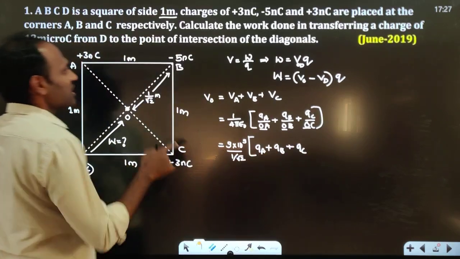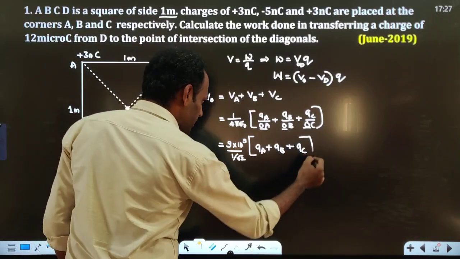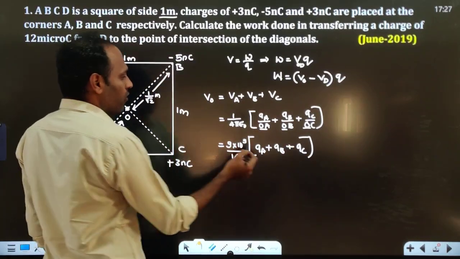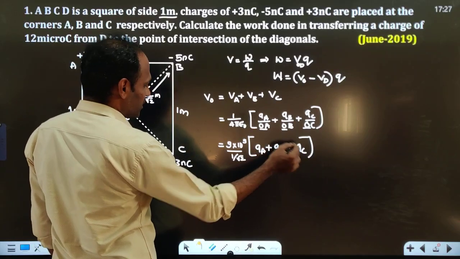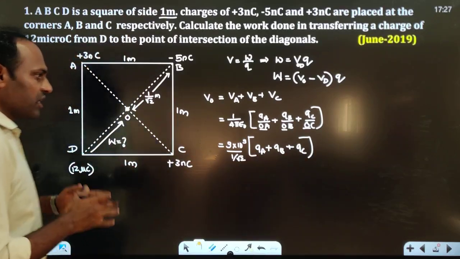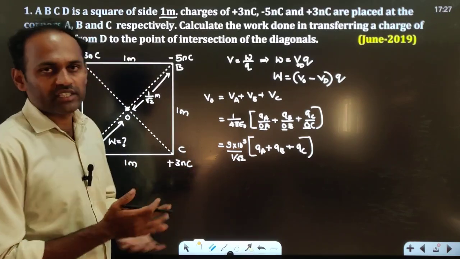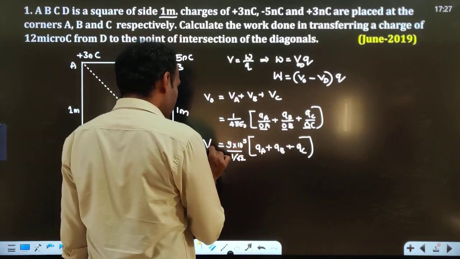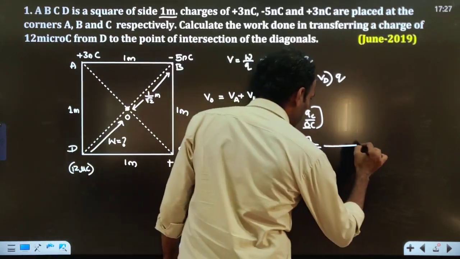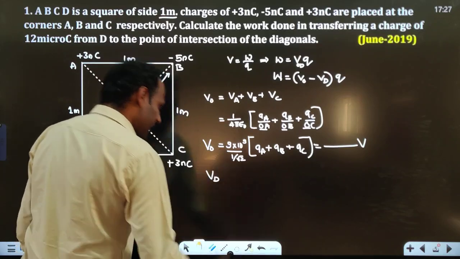Among these, one charge is negative. Charge at B is negative, so while substituting, you take it as minus. Here you substitute plus 3, here minus 5 nanocoulomb, here plus 3 nanocoulomb. In potential, you have to take the polarities. In force and field, you don't take the polarities; you just put the directions on the basis of the polarities, right? By using this formula, we will get VO, in volts. Similarly, calculate VD.